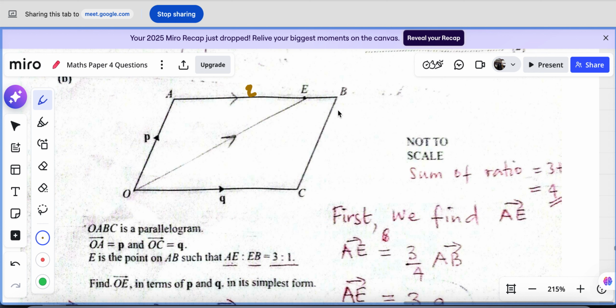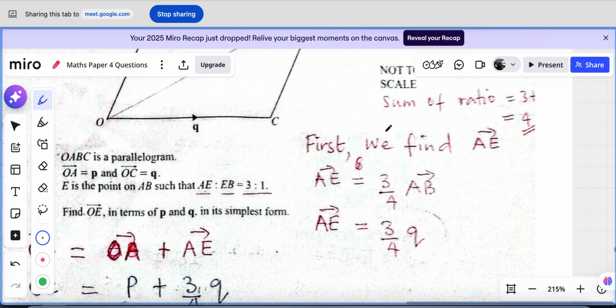AE is ratio 3 out of 4 of AB. So you say 3 over 4 of AB. AE, this journey from here to here, is 3 over 4 of the whole journey of AB. It's like a fraction. That's the meaning of AE. And we know the whole journey is just vector Q. So you just write AE as 3 over 4Q.